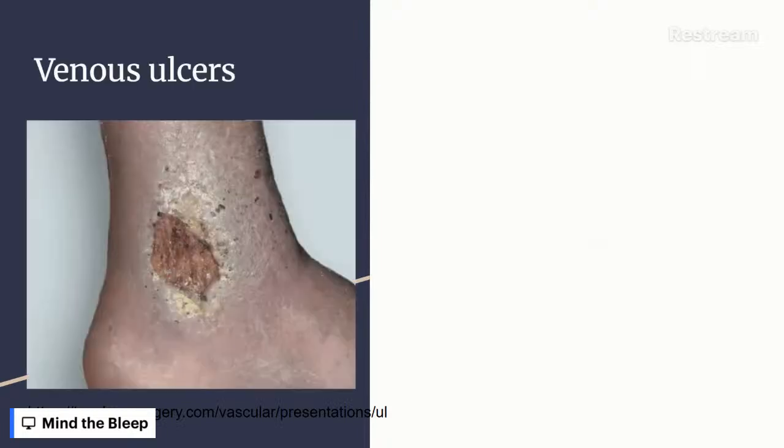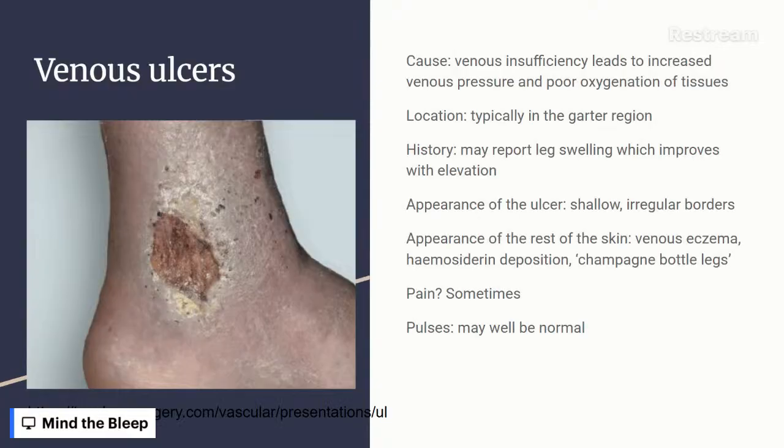So if we start off with venous ulcers, and we can see here a typical image of what one may look like. Now, venous ulcers are caused by venous insufficiency that leads to an increase in venous pressure and as such, poor oxygenation of the tissues. So essentially there is not enough oxygen supply, and as a result the tissue in that particular area is eroded. Typically the location is what is referred to as the gaiter region. In other words, basically more so the dorsal aspect of the foot.